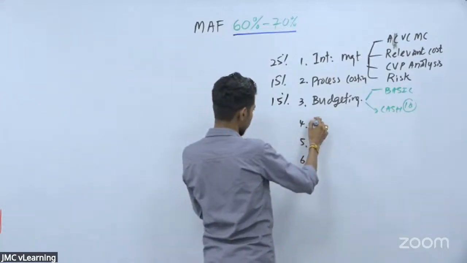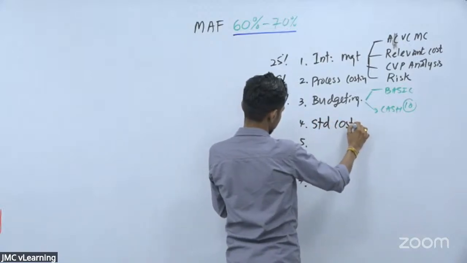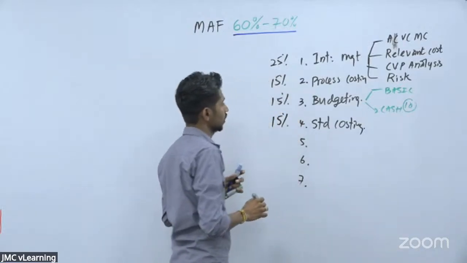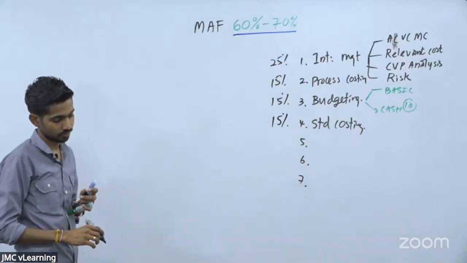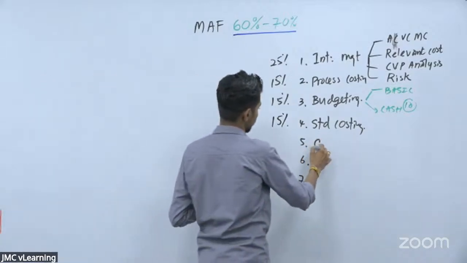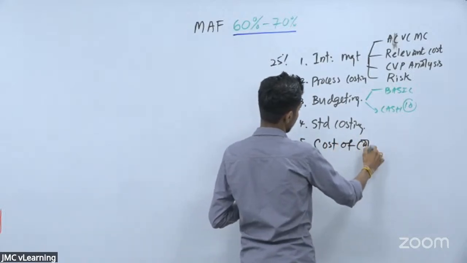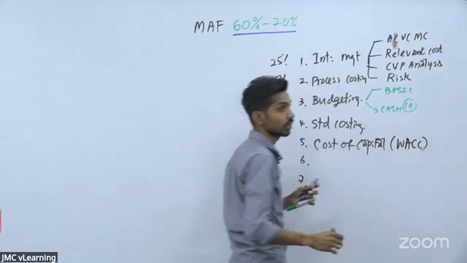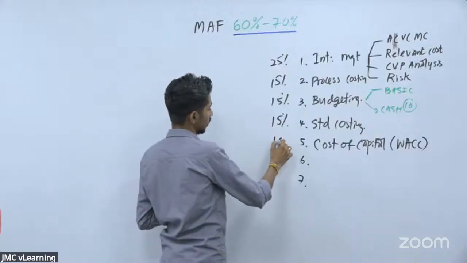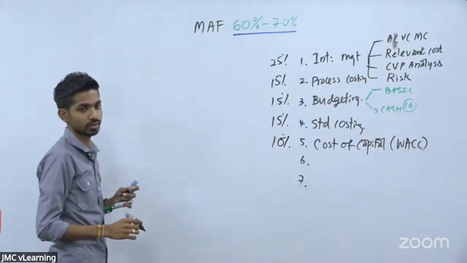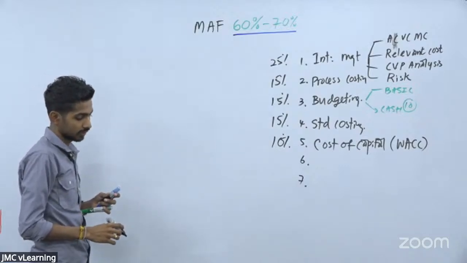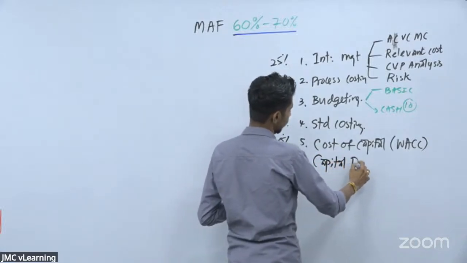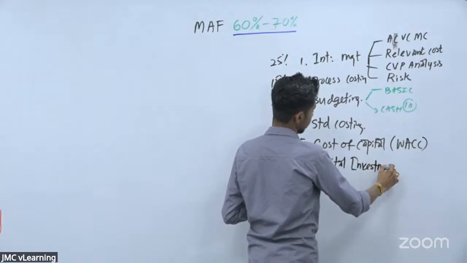Thereafter, standard costing and variance analysis. Standard costing and variance analysis, same percentage. Thereafter, cost of capital. Generally, we call it WACC, weighted average cost of capital. It is 10%. Topic number 6, capital investment appraisal.